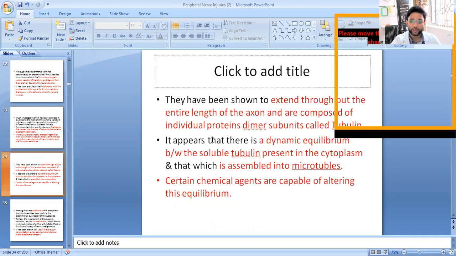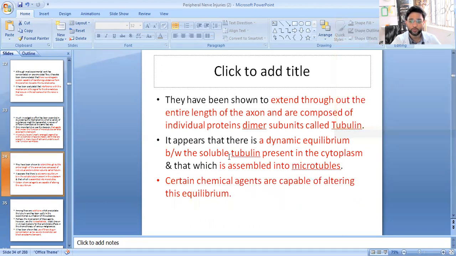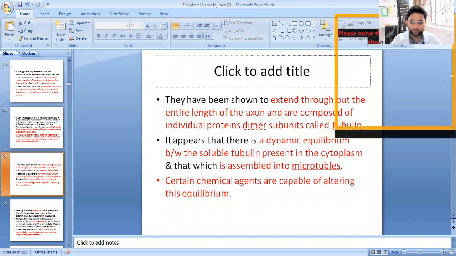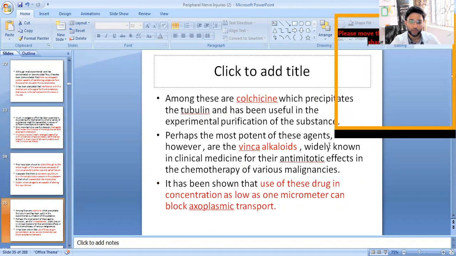They have been shown to extend through the entire length of the axon and are composed of individual protein dimer subunits called tubulin. It appears that there is a dynamic equilibrium between the soluble tubulin present in the cytoplasm and that which is assembled into microtubules. Certain chemical agents are capable of altering this equilibrium. Among these is colchicine, which precipitates the tubulin and has been useful in the experimental purification of the substance.